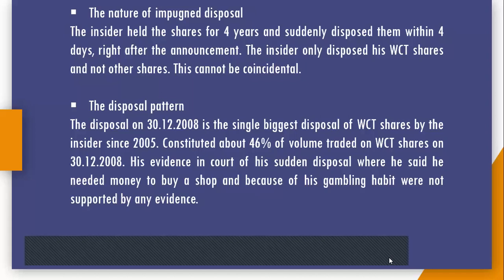coincidence. And in his evidence in court, under cross-examination, when asked why the sudden disposal, he said he needed the money to buy a shop, and because he had a gambling habit, he needed to settle a gambling debt. But there is no evidence. No one came to support that he really needed to buy a shop, or that he really had this gambling habit.